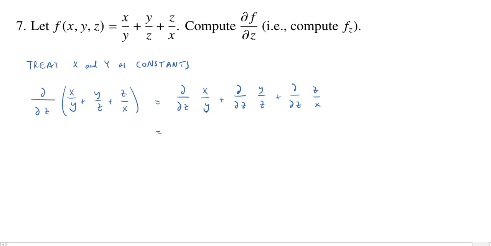Now, this very first function is a constant over a constant. That's just another constant. Take the derivative and you're going to get zero. Okay, how about the second one?